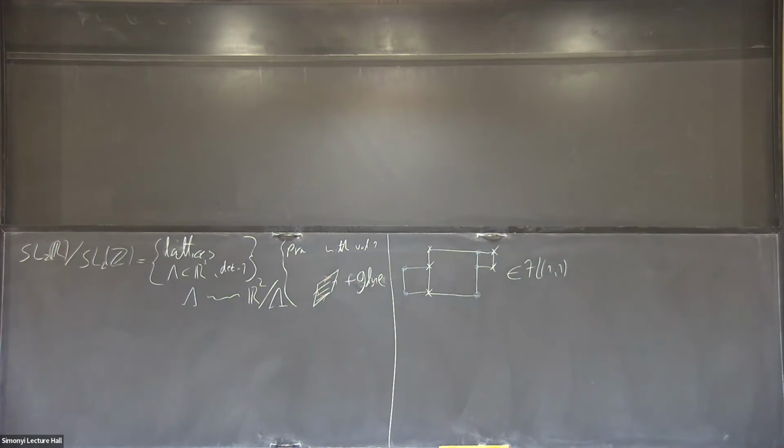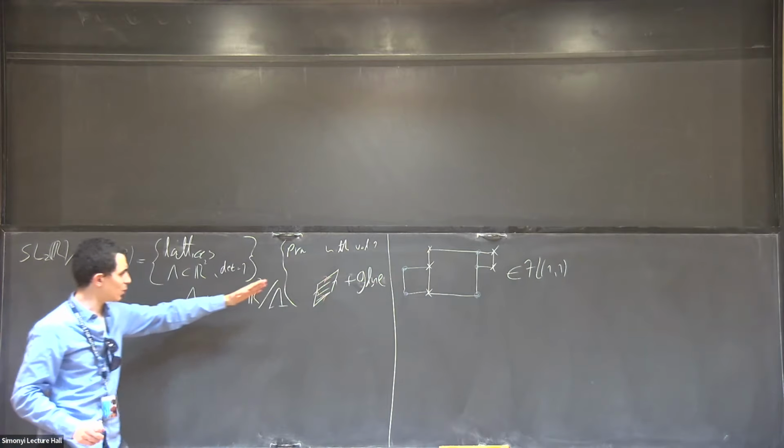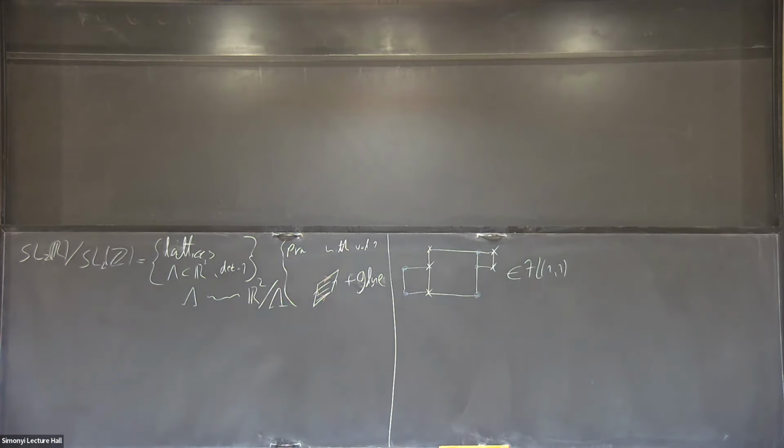Okay, so we have the space. In SL2R or SL2Z, we had a volume 1 assumption, and we want to assume it here as well. Space of glued polygons. Okay. So now we have a space of glued polygons, and we can act on it using SL2R.